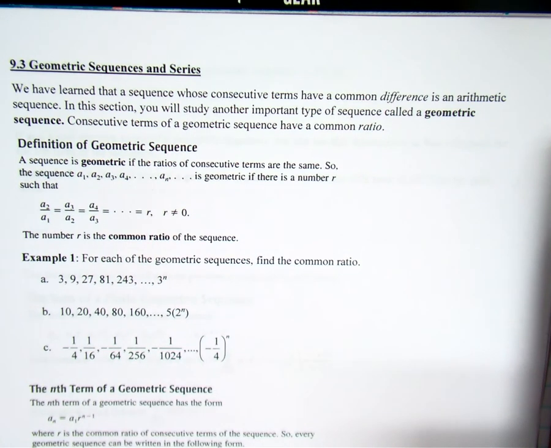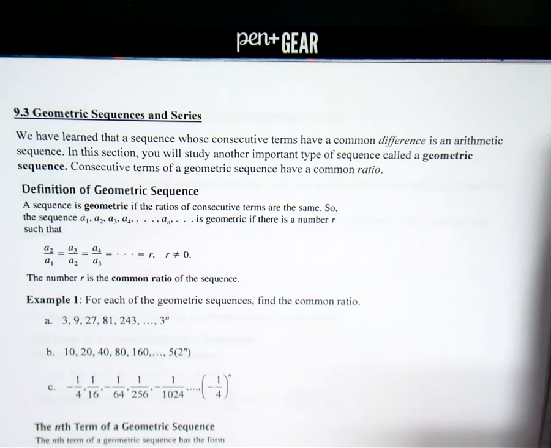9.3 geometric sequences and series. We've learned that a sequence whose consecutive terms have a common difference is arithmetic. In this section, we'll study another important type of sequence called geometric. Consecutive terms of a geometric sequence have a common ratio. So it's going to be more of a multiplying, dividing type thing.